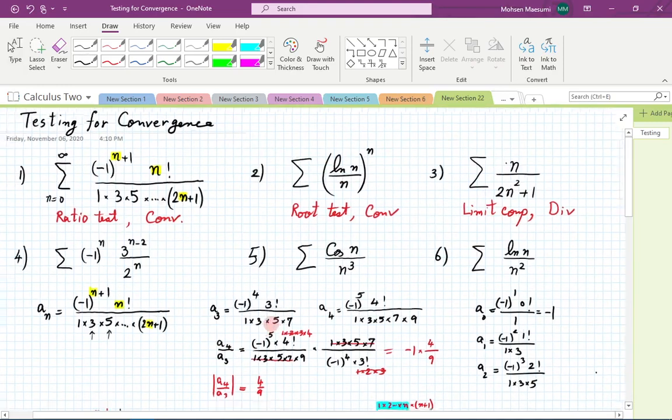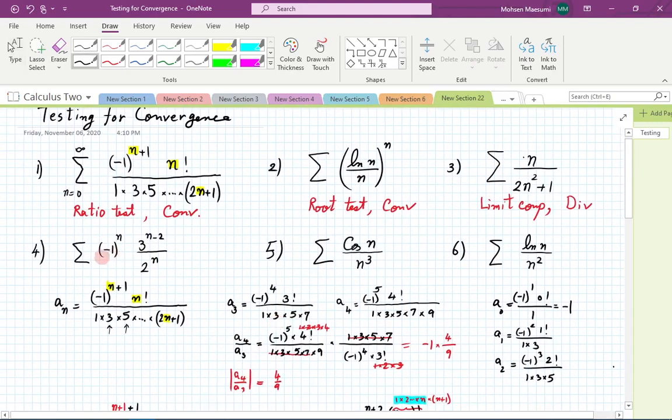Okay, now what about item number 4? What do you think is going on here? Which one of our tests seems to be applicable? Again, it has a (-1) to the power of n. That is kind of a bit of a maybe banana peel, I should say.